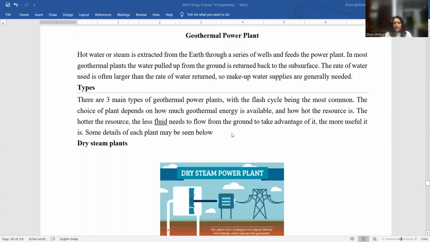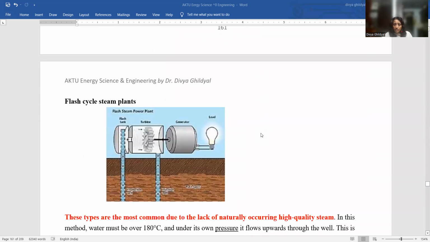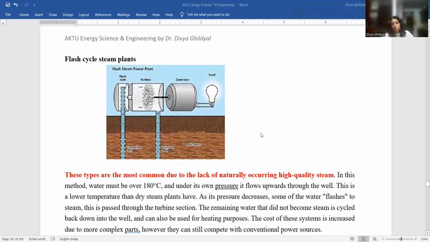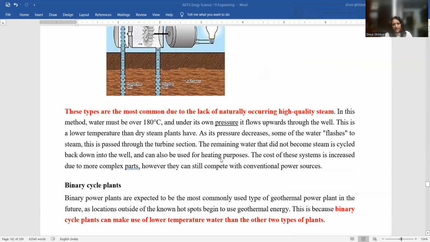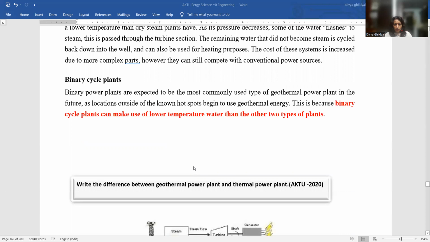This type of block diagram is the general diagram for the three types of geothermal power plants. One uses dry steam to run the turbine, and the turbine generates electricity, and one is the flash cycle steam plant. These types are most common. Flash means naturally occurring high quality steam is used to run this turbine and generate electricity. Binary cycle plants make use of lower temperature water than the other two types of plants.